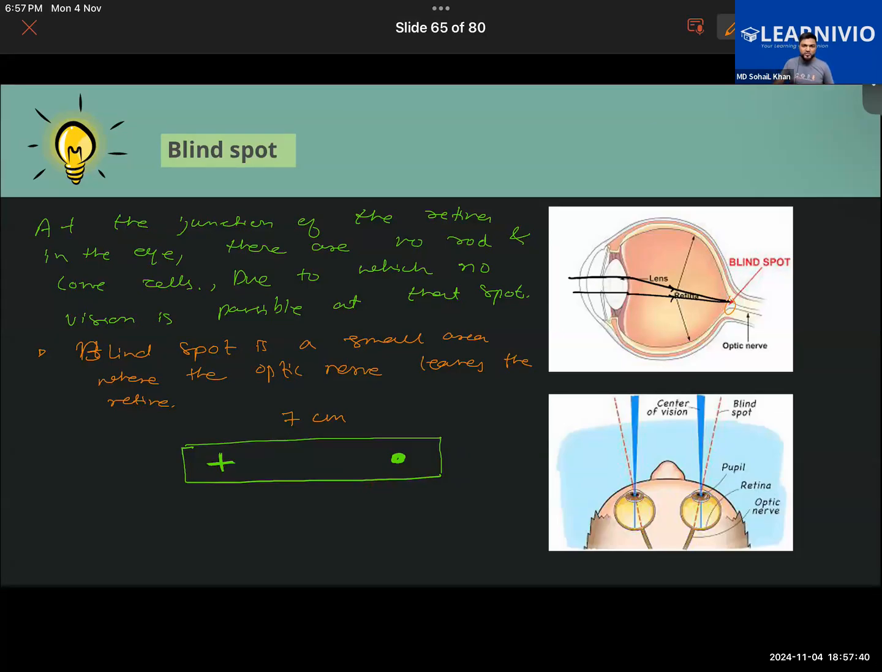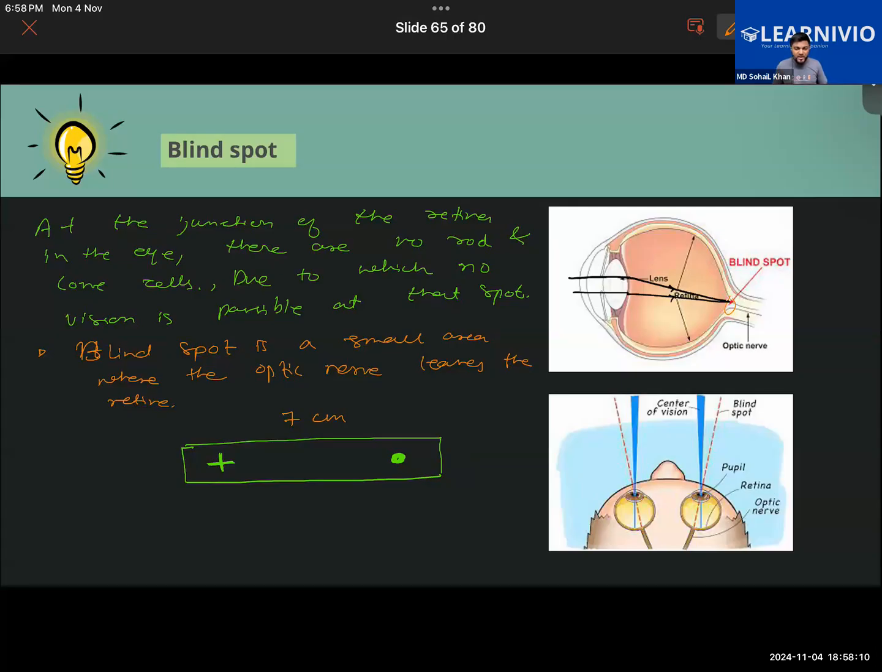So at a certain point, you will see that the dot will no longer be visible. Why? Because now the image has fallen on the blind spot of your eye, on the blind spot of your right eye particularly. So at that certain distance, the dot has disappeared because the image has now fallen on the blind spot of your right eye. That's why the dot will be disappearing. Got this now, guys? So that is one thing.